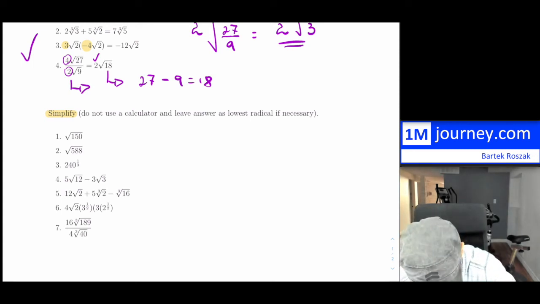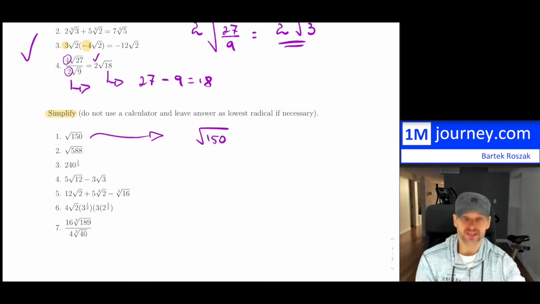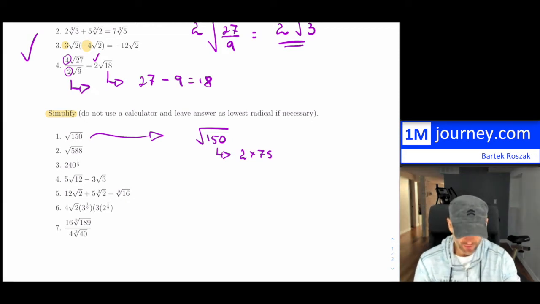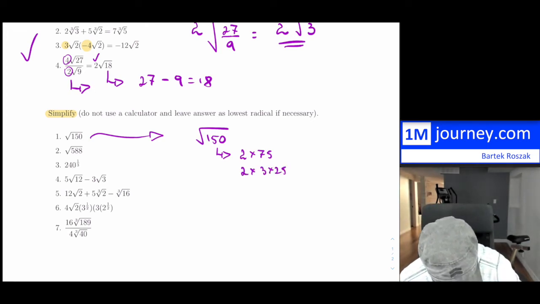With these, and with any radicals, whenever you want to simplify, you always use prime factorization. With prime factorization, we can break this down as much as possible. So 150, well, we know that 2 goes into this, so it's going to be 2 times 75. Now 75 is 3 times 25, so it's 2 times 3 times 25. And notice the 25 is just 5 squared.